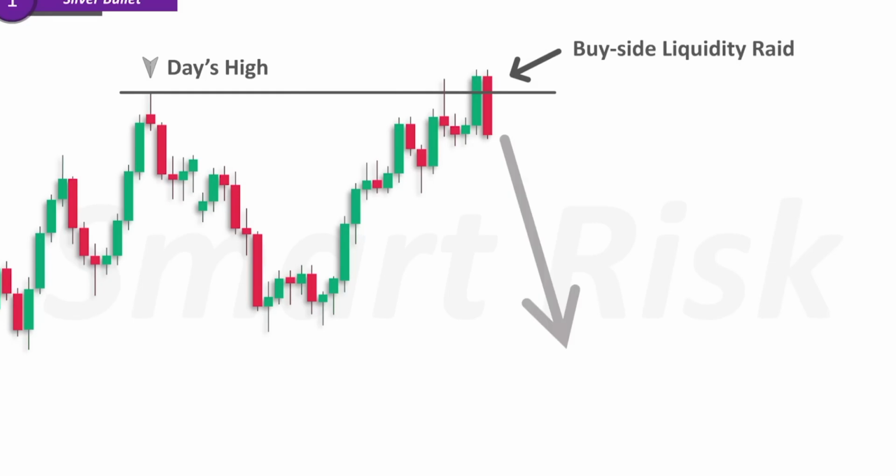Next, we wait for a bearish market structure shift to confirm this reversal. A bearish market structure shift happens when the price breaks and closes below the recent swing low. This shows that demand is no longer in control, and the price may start pushing to the downside.